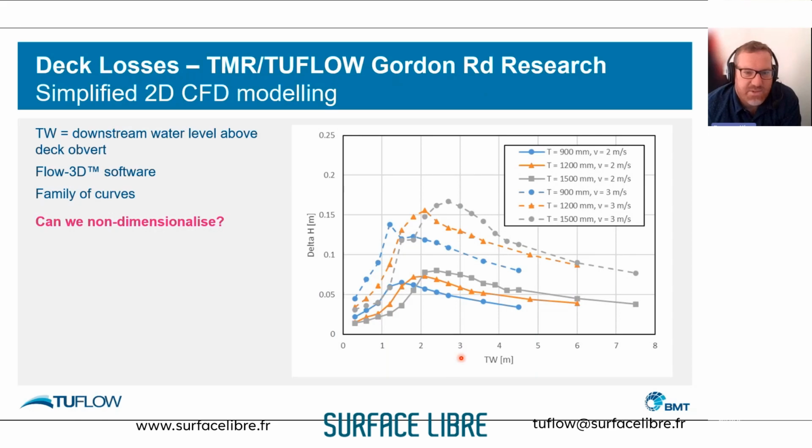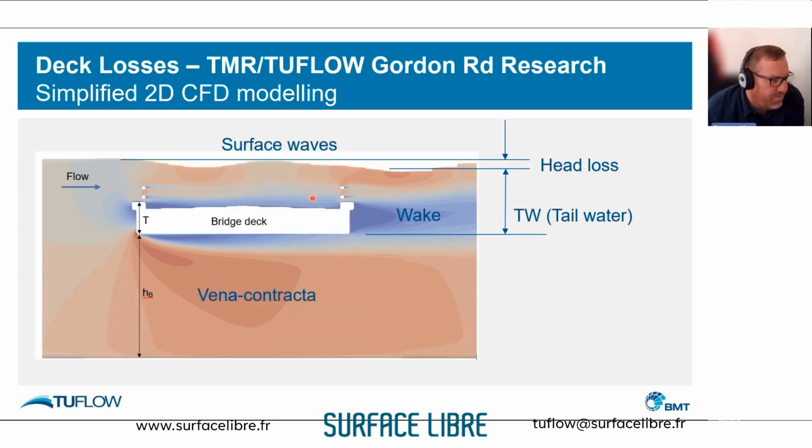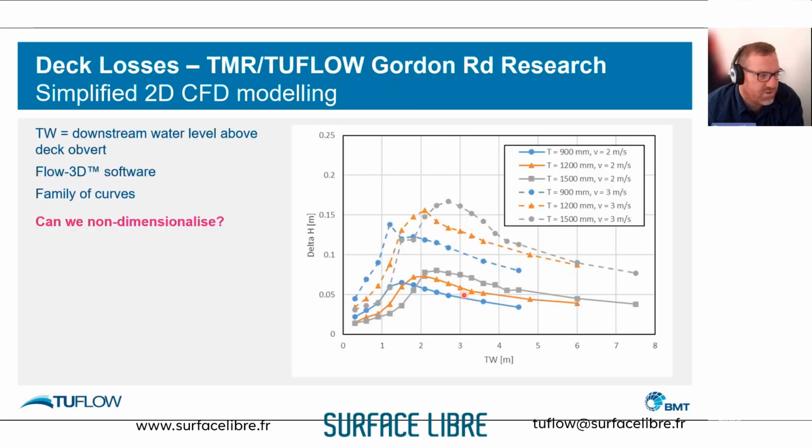We did a range of tests, and we started to come across this quite familiar curve shape. It seemed to be quite consistent, where the head loss was related to the tailwater depth for a range of bridge deck thicknesses. To go back to this, we modeled with a range of bridge deck thicknesses. That's the T value, and then we had the tailwater depth. So we found, or seemed to construct, some kind of relationship between those.